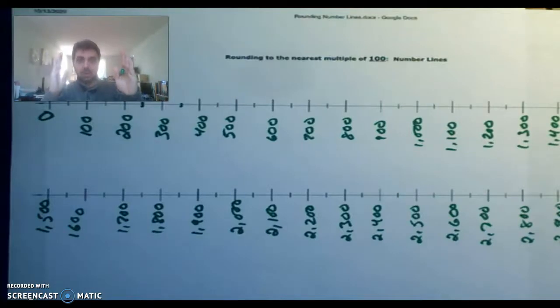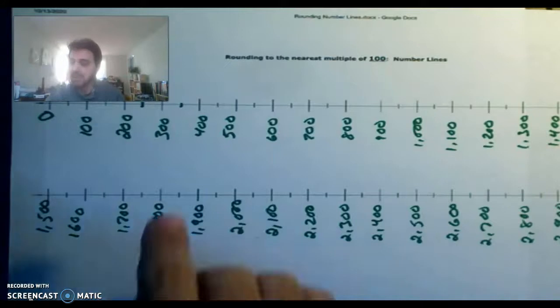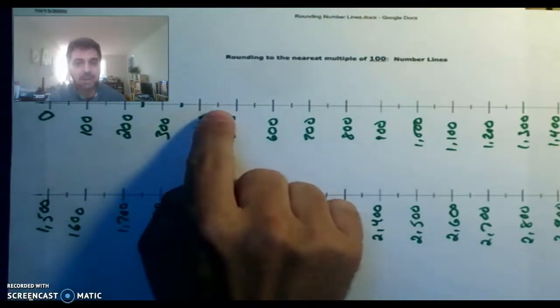Okay, so what's between 0 and 100? Half of 100 would be 50. Half of 10 is 5. Half of 100 is 50. So halfway between 400 and 500 is 450. So that little tick mark right there means 450.